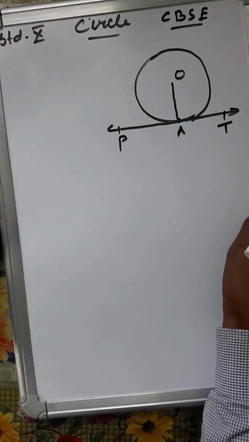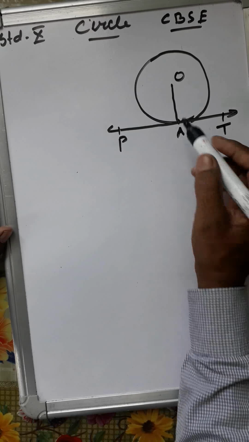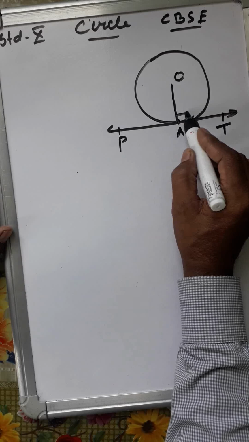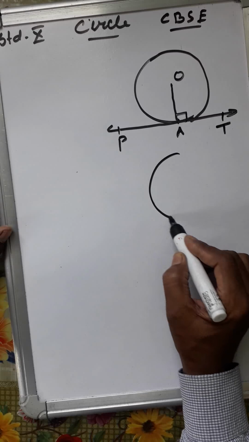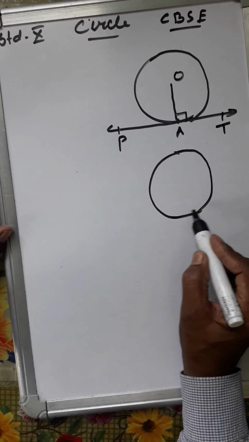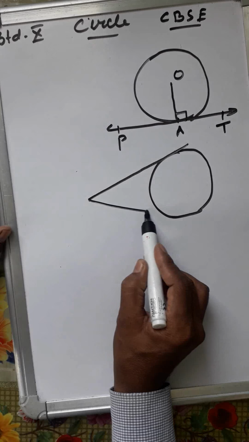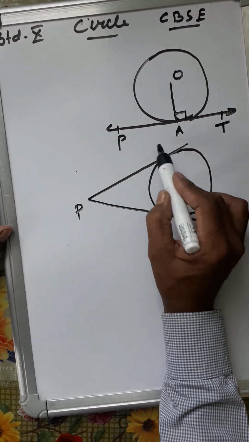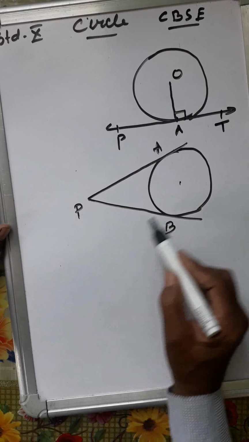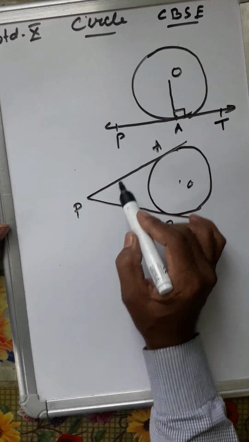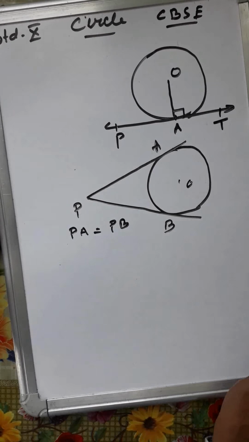What we have learned about the circle is that the radius is perpendicular to the tangent at the point of contact. Another theorem is that from an external point we can draw two tangents to a circle and the lengths of these tangents are equal. Suppose PA and PB are two tangents to a circle with center O, then PA is equal to PB. We have learned about this also.